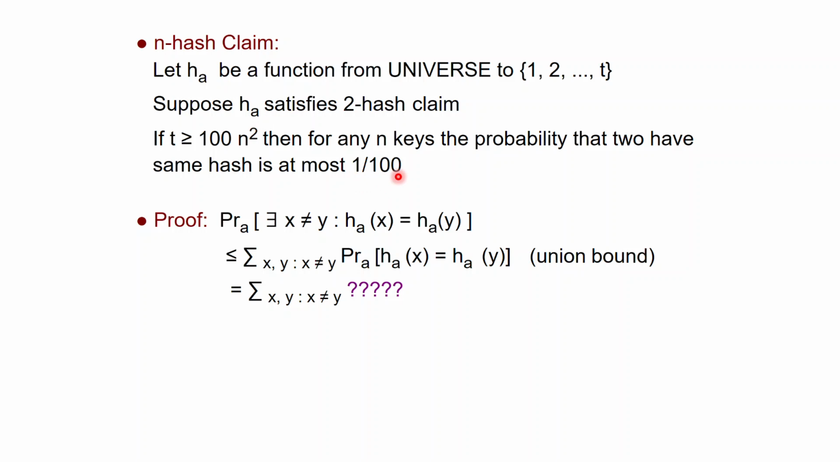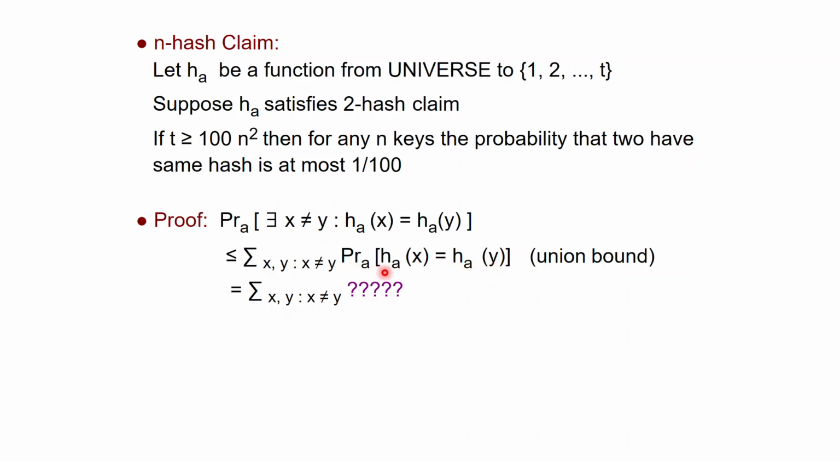So what we want to bound again is the probability that there exist two different keys x and y whose hash values are the same. And the first thing that we do is what's called the union bound. We're going to pull out this exists. This probability is always at most the sum over pairs of keys x and y which are different of the probability over A that h of ax is equal to h of ay.